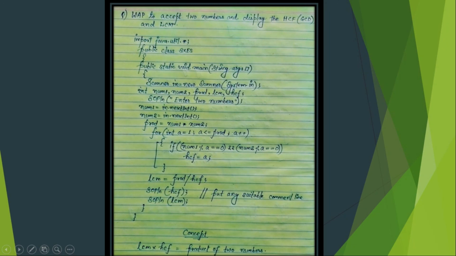Thereon we will utilize this formula and find the LCM. LCM is equal to prod divided by HCF. Okay. So system.out.println, you can put any message over here, the value of HCF is equal to, after that plus sign, HCF. Then system.out.println, the value of LCM is equal to, plus LCM.